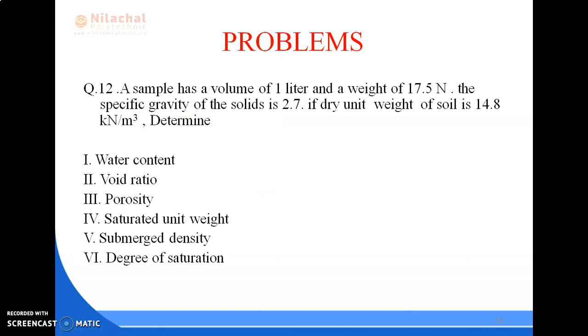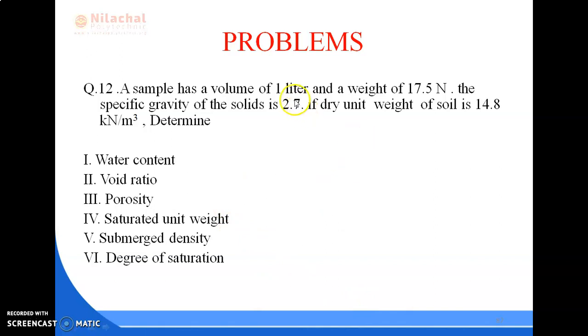Next question, question number 12. A sample has a volume of 1 liter and a weight of 17.5 Newton. The specific gravity of the solids is 2.7. If the dry unit weight of soil is 14.8 kilonewton per meter cube, determine first the water content, void ratio, porosity, saturated unit weight, submerged density, and last one the degree of saturation. So this is our question here.